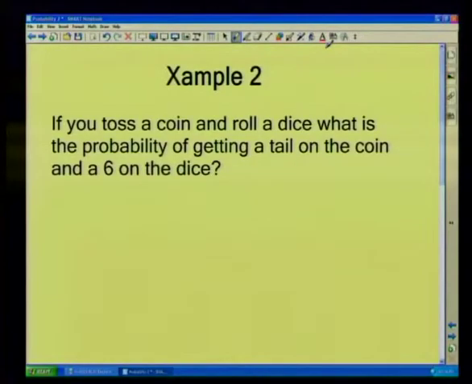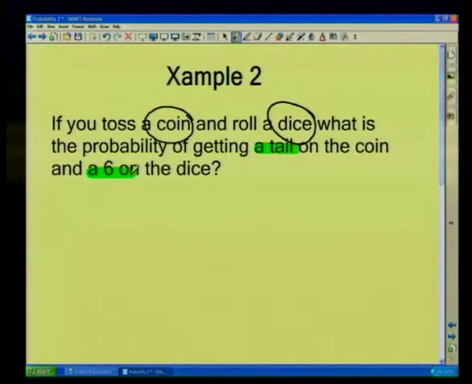Right, let's have a look at example 2. If you toss a coin and roll a dice, what is the probability of getting a tail on the coin and a 6 on the dice? Well, as you can see, we've got 2 individual things happening. So they are independent events. Right, what are we actually looking for? We're looking for a tail and a 6.